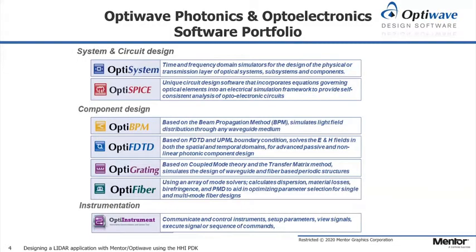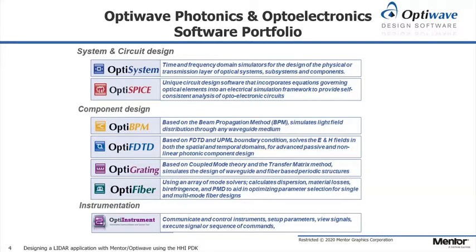Optiwave offers a wide range of products going from system and circuit level to component level. And we have a new product called OptiInstrument, which is at the instrumentation level. At the system and circuit level, we have OptiSystem and OptiSPICE. OptiSystem is our best-selling product. It is mainly used for designing transmission systems. OptiSPICE is the product we're going to talk about the most today.